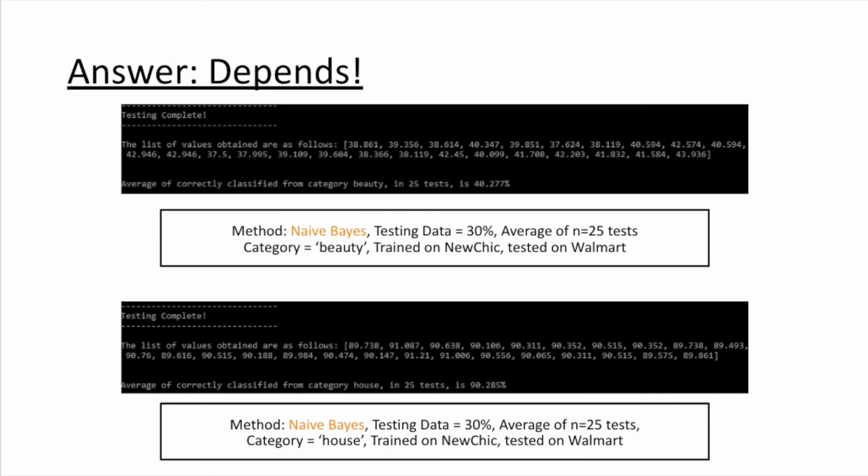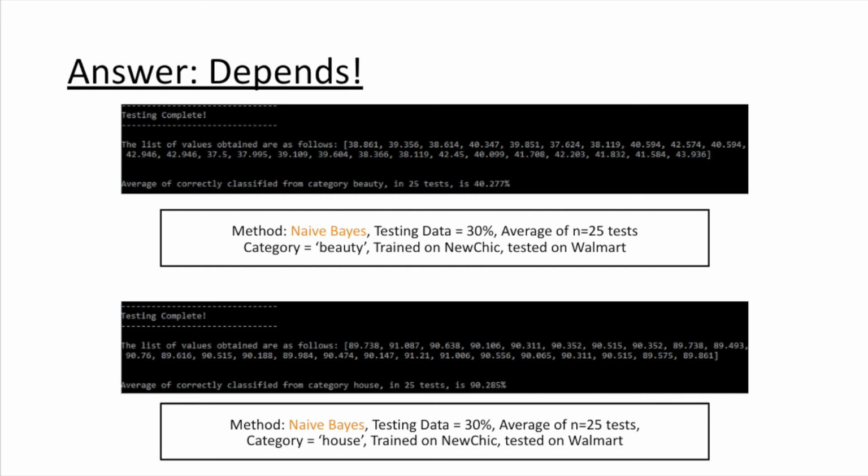products that were in the same beauty category in the Walmart dataset into the classifier. The bottom image shows the same test, but with a house category instead. These tests were run 25 times each, and the percent of products guessed correctly were averaged to find the final accuracy. The classifier guessed the beauty category correctly about 40% of the time, while it guessed the house category correctly about 90% of the time.